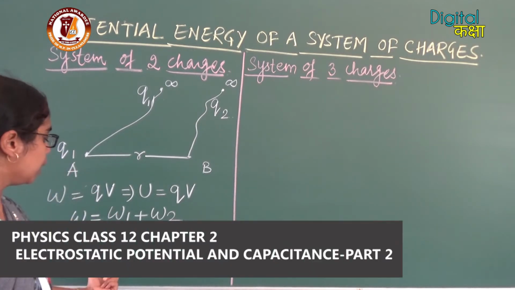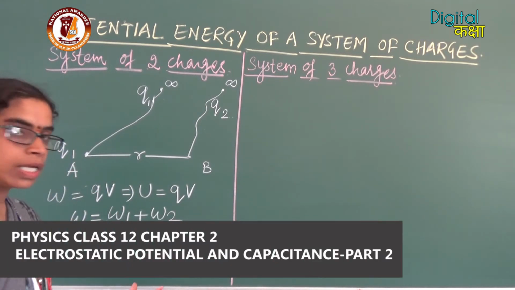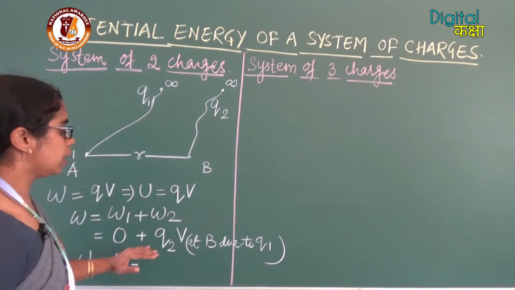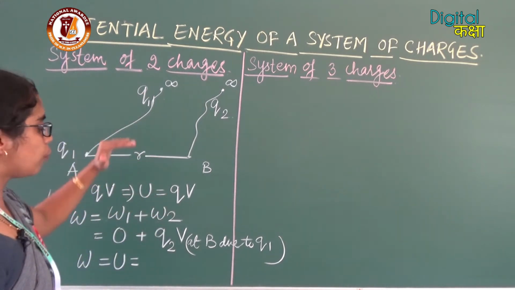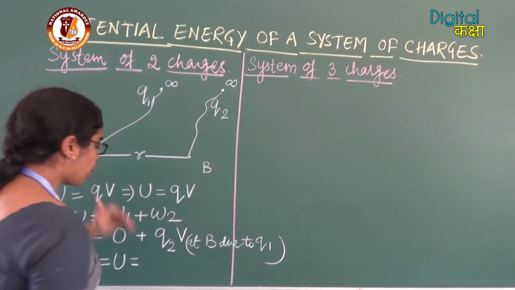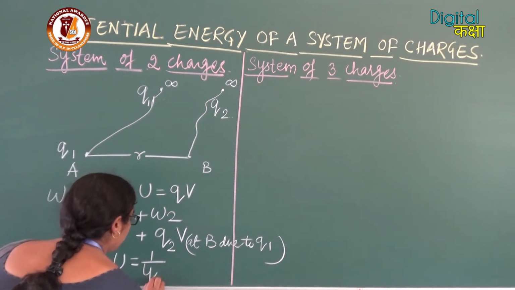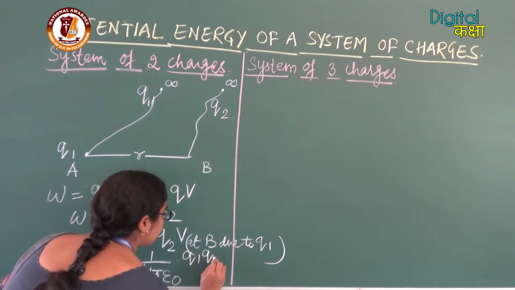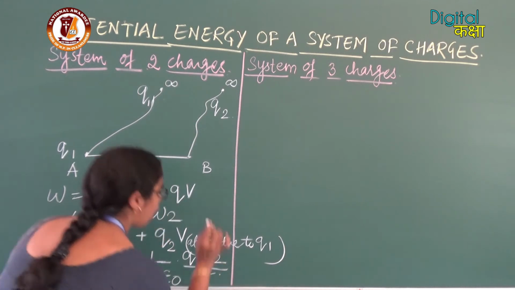So ultimately the formula for the work done, or the formula for the potential energy for the system of two charges, will come out to be 1 upon 4 pi epsilon naught Q1 Q2 upon R.